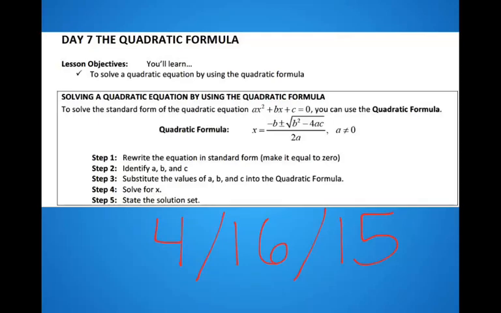Okay, I'm going to make a video to show you how to use the quadratic formula with a few examples, and then also I'm going to end with a really important application problem.